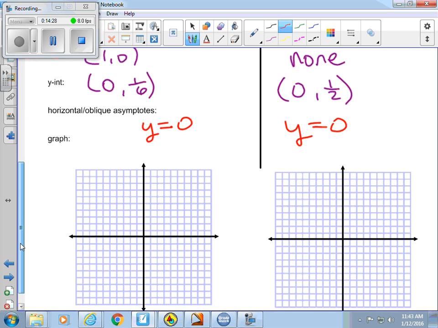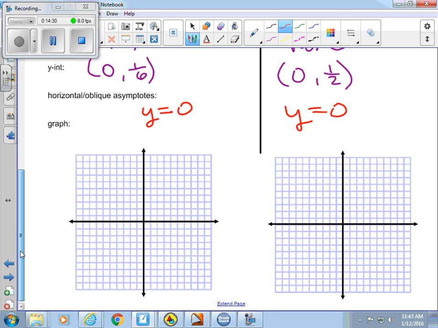Okay, graphing. I'm going to put all that information on paper. I have a horizontal asymptote at y equals 0, so I'm going to draw a dotted horizontal line. If it truly is at y equals 0, you're probably not going to be able to see it, but you can see mine because I have red.